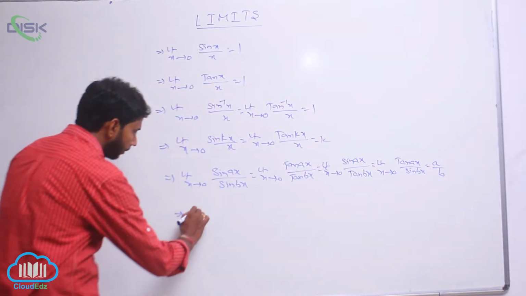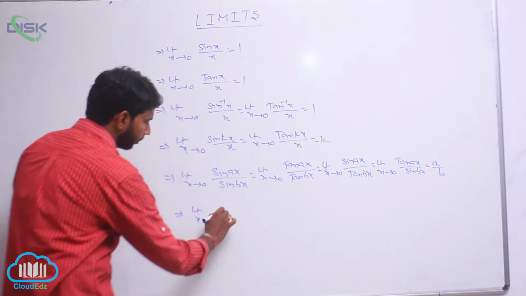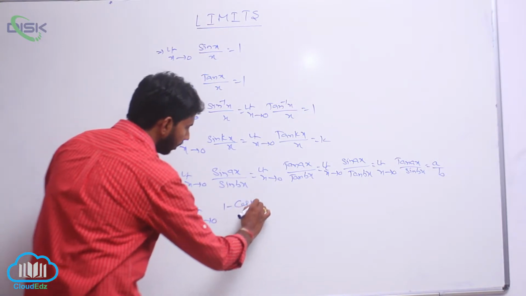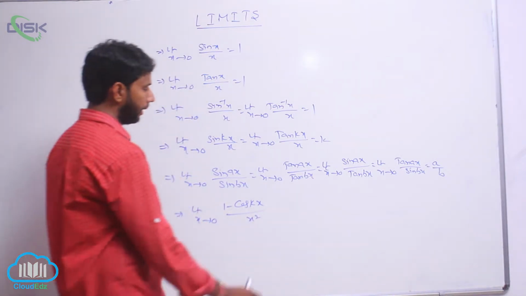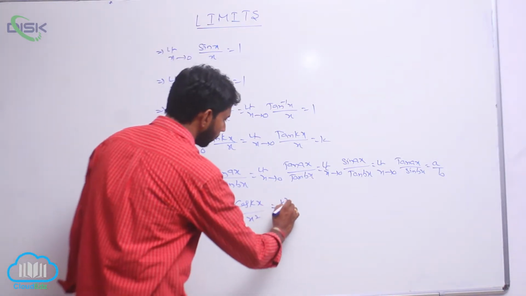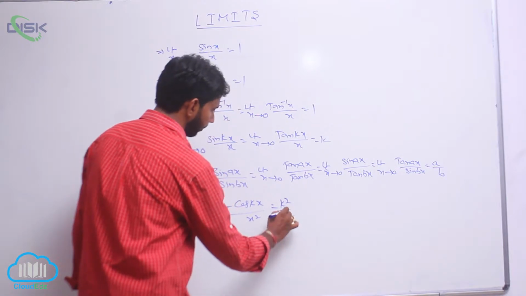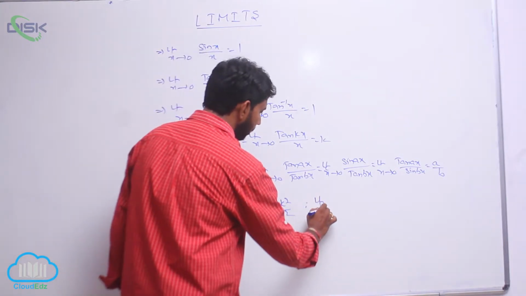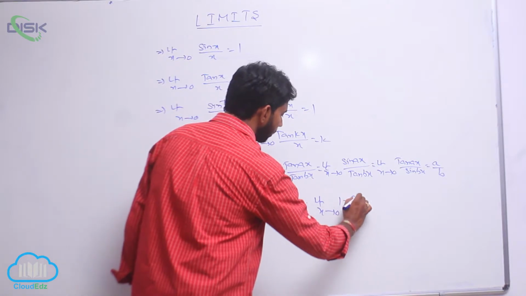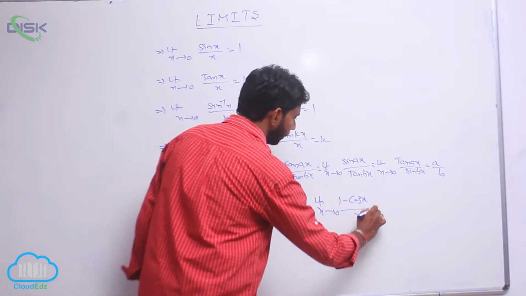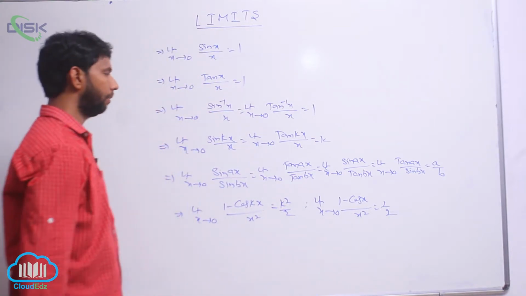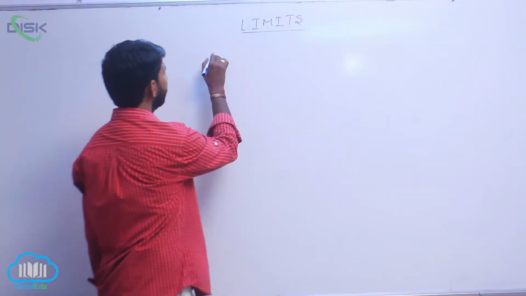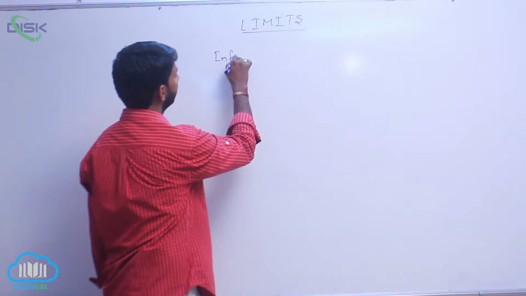And next one, limit as x tends to 0, 1 minus cos kx by x square equals k square by 2. That is, limit as x tends to 0, 1 minus cos x by x square equals 1 by 2. And next one, go to infinite limits.